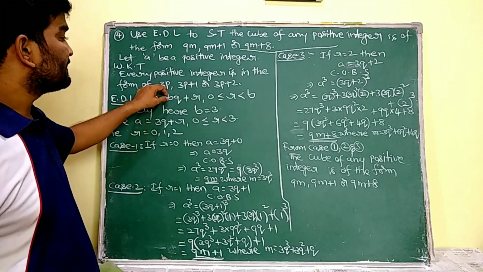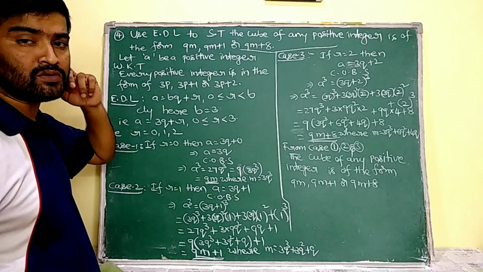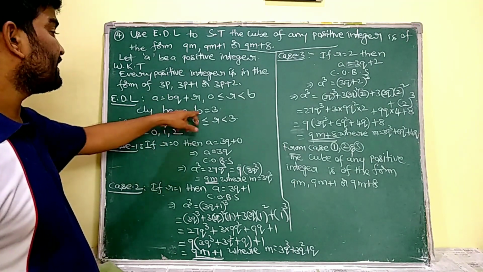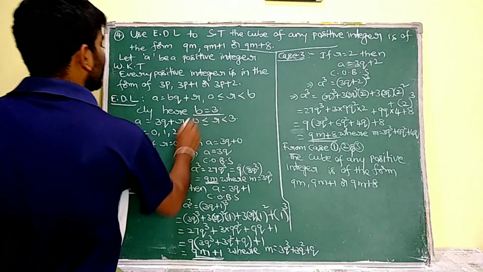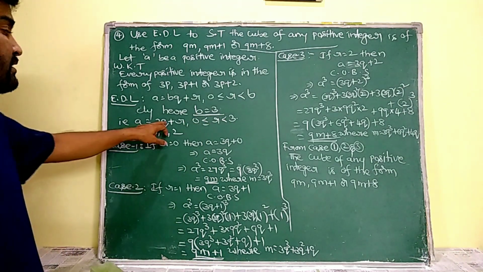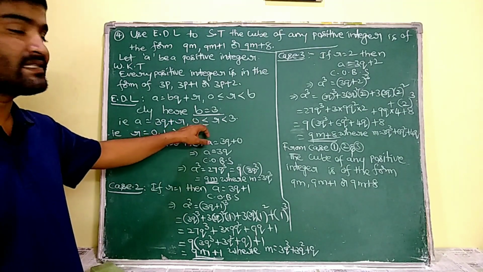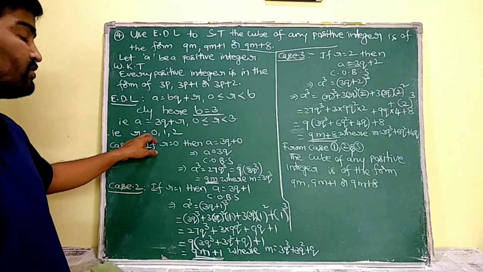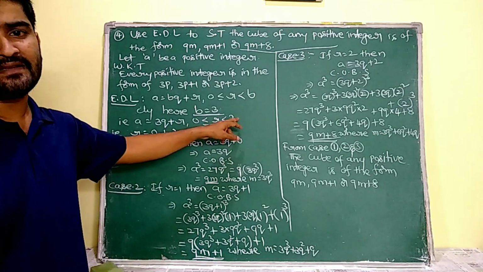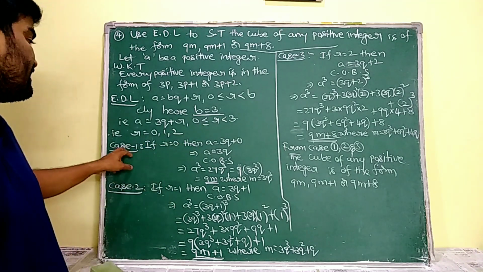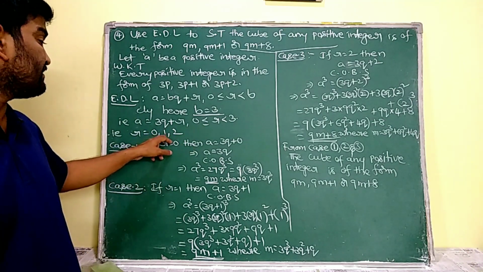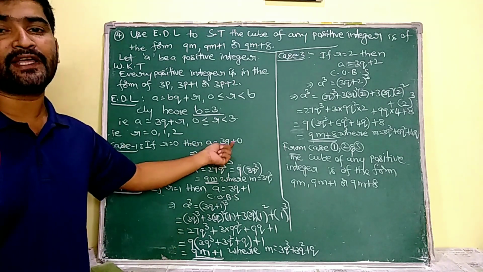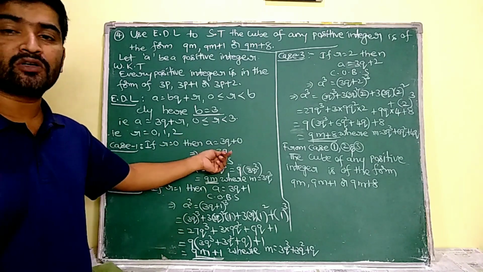Just by comparing this 3p, 3p plus 1, 3p plus 2 with the Euclid division lemma, here our b value is 3. Clearly here b is equal to 3. If b is equal to 3, then a is equal to 3q plus r, where 0 is less than or equal to r is less than 3. That is r is 0, 1, 2. So I am going to consider these as three different cases. Case 1, if r is equal to 0, then a is equal to 3q plus 0, that is a is equal to 3q.